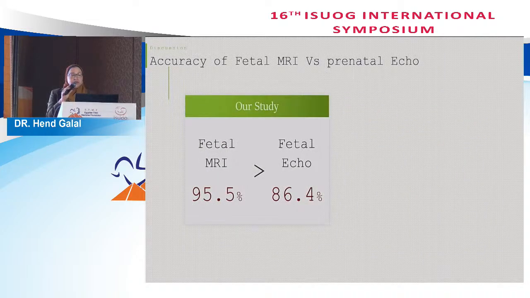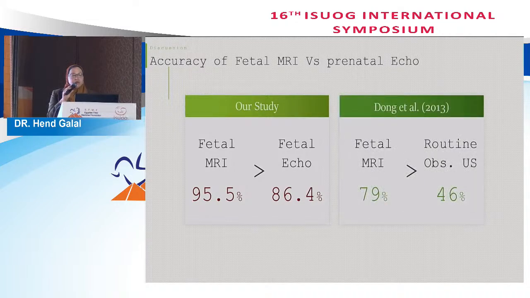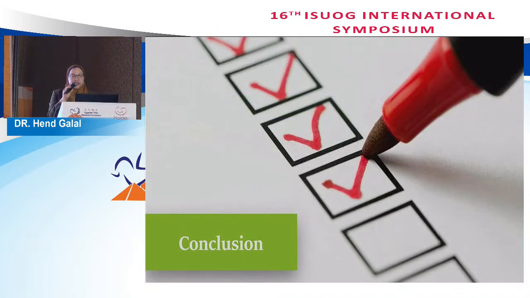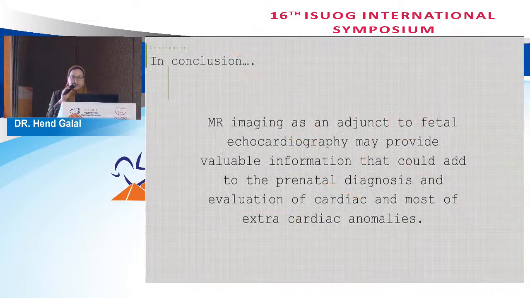And regarding accuracy of fetal MRI versus prenatal echo, in our study the fetal MRI was higher in accuracy than fetal echo, which goes with Dong et al., who had the same result that fetal MRI is better than routine obstetric ultrasound in detection of cardiovascular malformation. To conclude our research, MRI imaging as an adjuvant to fetal echocardiography may provide valuable information that could add to the prenatal diagnosis and evaluation of cardiac and also extracardiac abnormality.